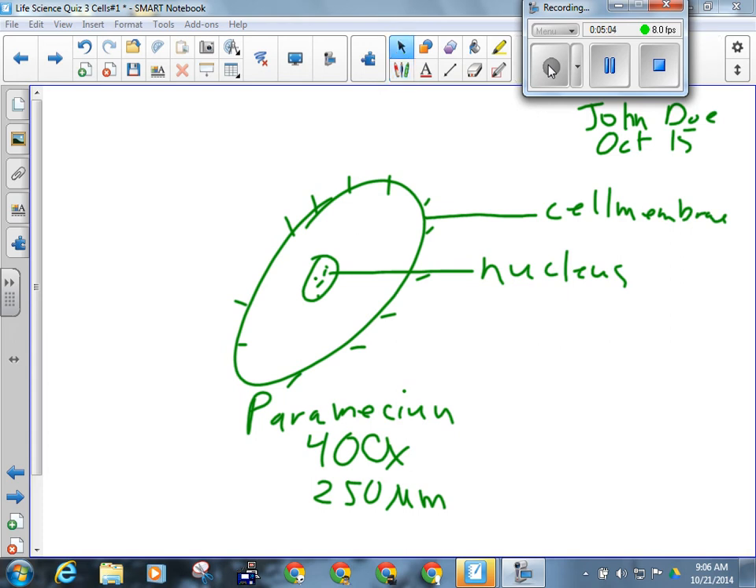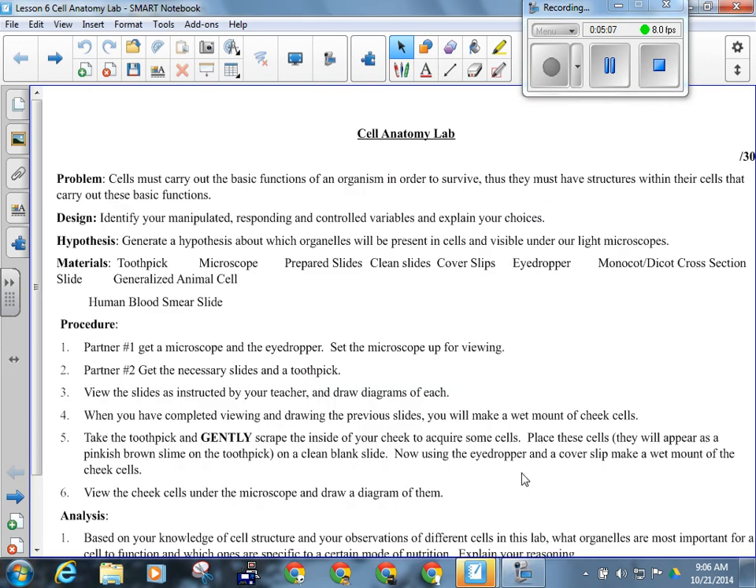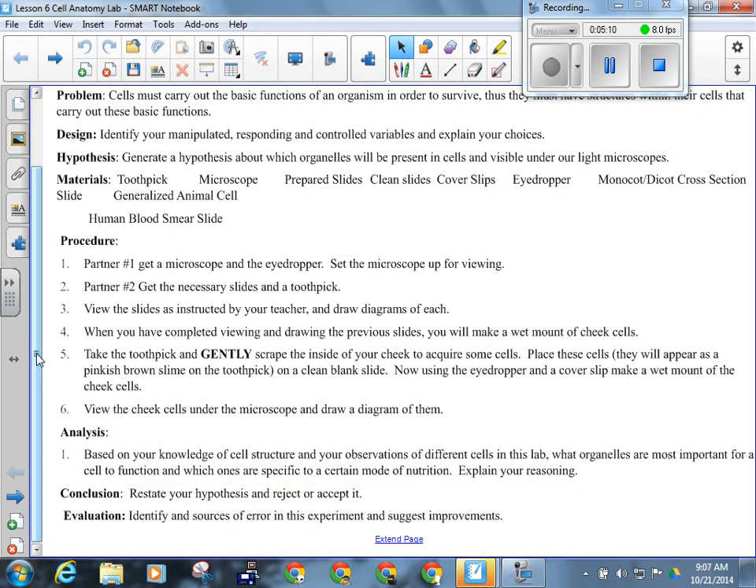Now, we already did all the pre-lab activity stuff for the cell anatomy lab, so we're just going to quickly remind you of the things that you're looking at when we go over there. You're going to look at probably first the monocot dicot cross-section. That's the plant cell, and it's labeled not cross-section, it's labeled X-section, which stands for cross on the slide case. So I would say probably look at that one first. Then look at the generalized animal cell second, human blood third, and then the wet mount you're going to make of your own cheek cells last.